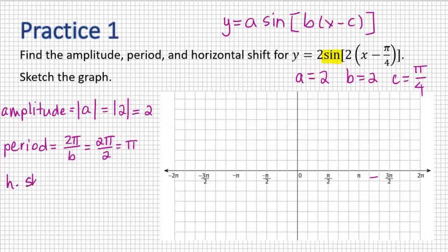The horizontal shift is just equal to c, so in our case this will be to the right, or positive pi over 4. And we know that the interesting things in the sine and cosine functions happen at the quarters.